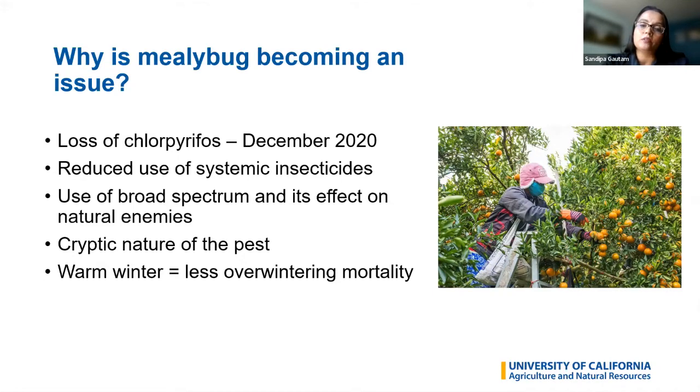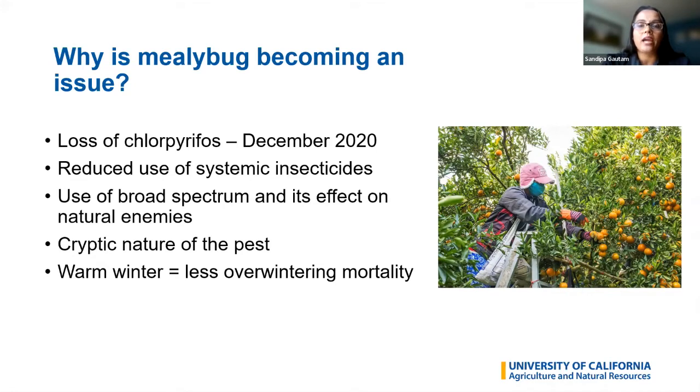The first factor being loss of chlorpyrifos in December 2020. Lorsban was a popular insecticide used to control California red scale, usually during this time of the year, early in July. And that to some extent may have helped to keep mealybug populations down. Lorsban was also a popular ant control material, and ants are known to attend mealybug colonies, feeding on honeydew and helping them in dispersal and defending against natural enemies. So loss of chlorpyrifos may have contributed to loss of good material for ant control, and also it is not available for red scale management.